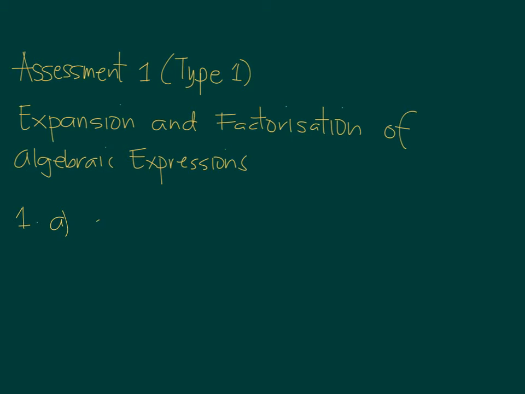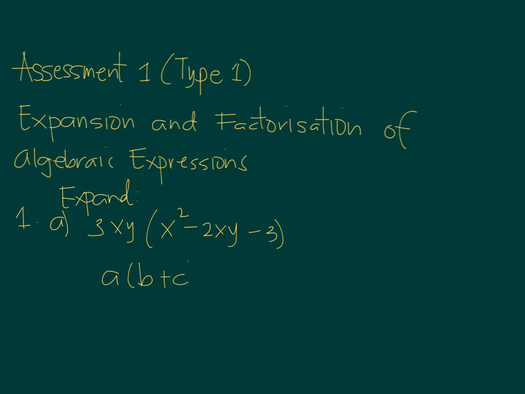So you were given 3xy multiplied to x squared minus 2xy minus 3. The instruction is for you to expand the given expression. So in this case, we want to expand 3xy times x squared minus 2xy minus 3. To expand this expression, we basically use the idea of the distributive law.